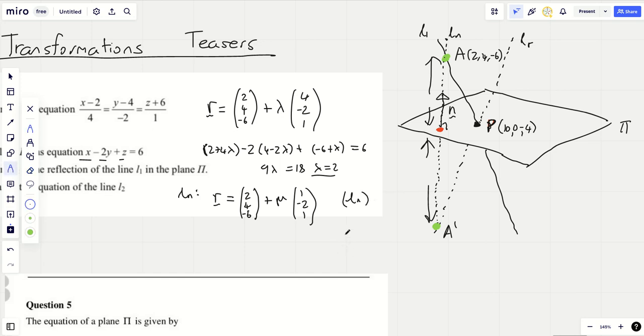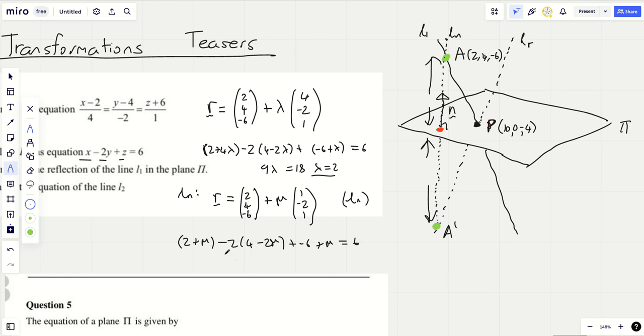And now what I'm going to do is find where Ln hits the plane. So same again, 2 plus mu, minus 2 times (4 minus 2 mu), plus 1 times (minus 6 plus mu).